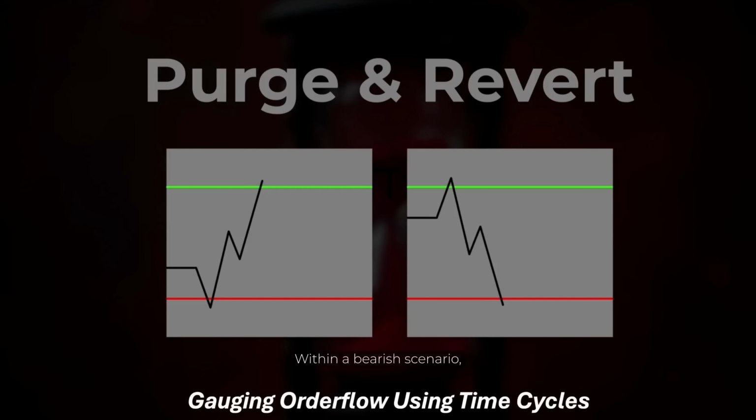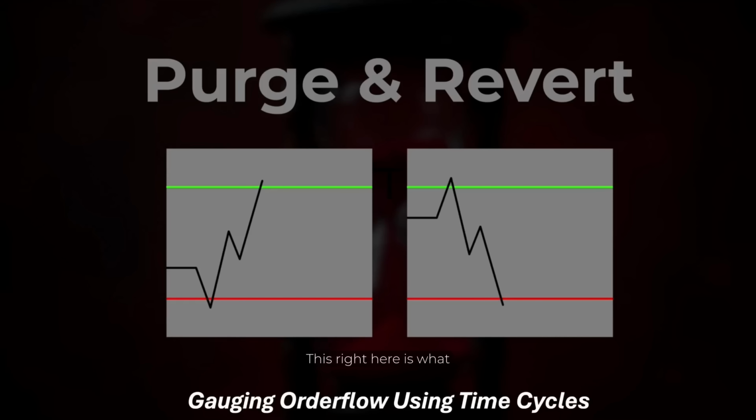Within a bearish scenario, what you will see is the following. The market opens high, takes out the previous cycle high, takes out the buy side liquidity which was resting above this high, and we then see a reversal taking place and the market begins to draw towards the opposing side of liquidity, which is resting below the previous cycle low.